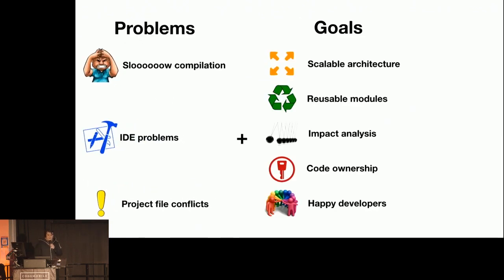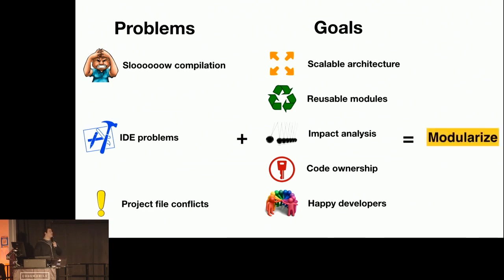And we also have some strategy for our project. We want our project to be scalable. We want to reuse functionality between applications. Also we want impact analysis and code ownership. And the main goal is to make our developers happy while they work on our project.